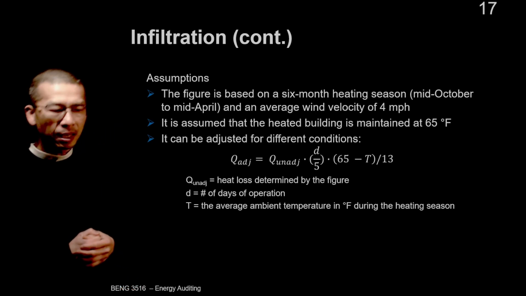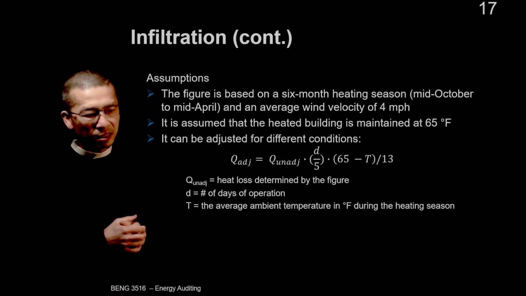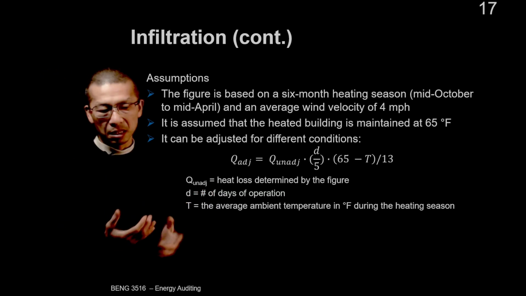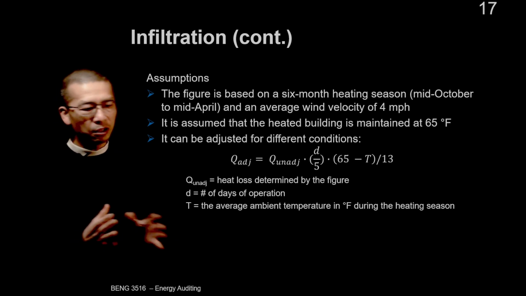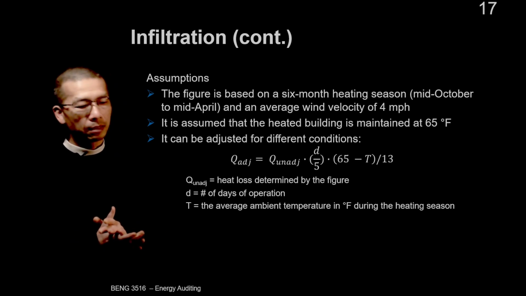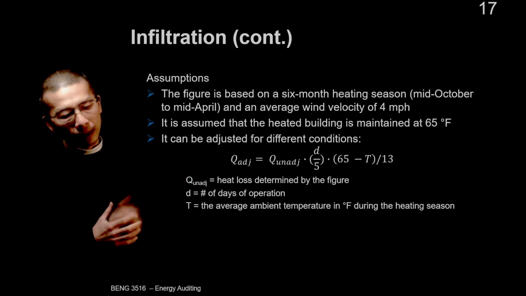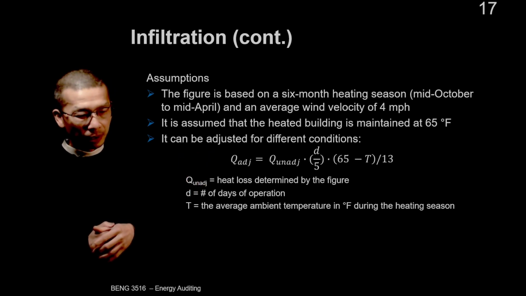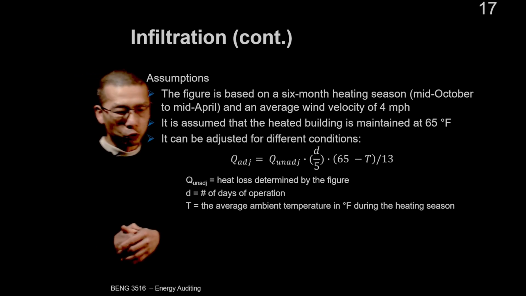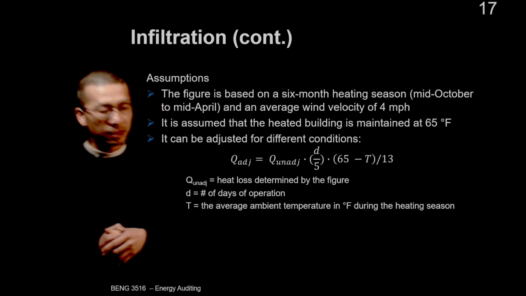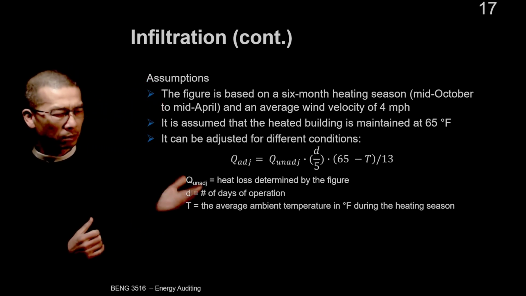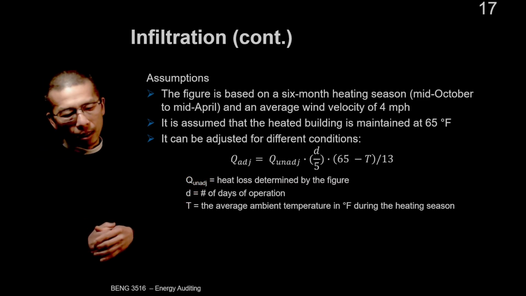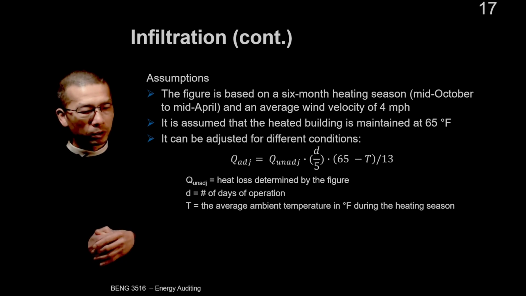The figure is based on a 6 month heating season, mid-October to mid-April. Here we might have a slightly longer heating season, I would say, but that can be adjusted. Also, it's using an average wind speed of 4 miles per hour. And it assumes that the heated building is maintained at 65 degrees Fahrenheit, around 17, 18 degrees Celsius. It can be adjusted for different conditions.